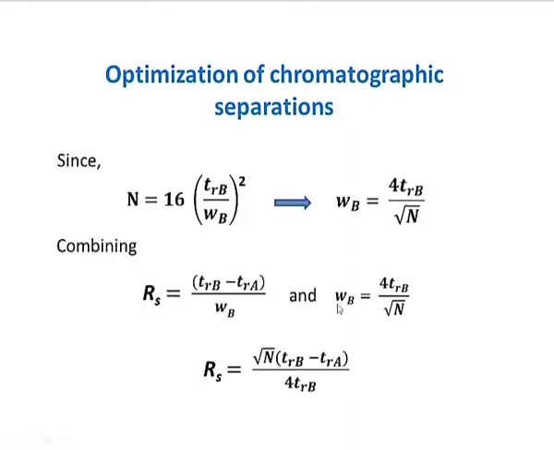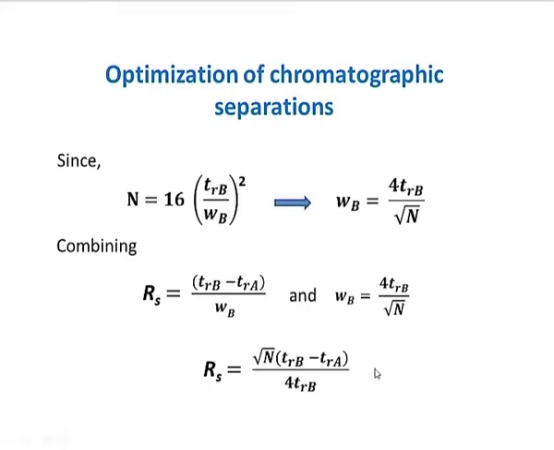Now, we know that both the equations are in our hands. So, we can put this value of WB into this equation of resolution and see what we get. If you put this value of WB into this equation, your equation for resolution becomes square root of n times (TRB minus TRA) upon 4 TRB.